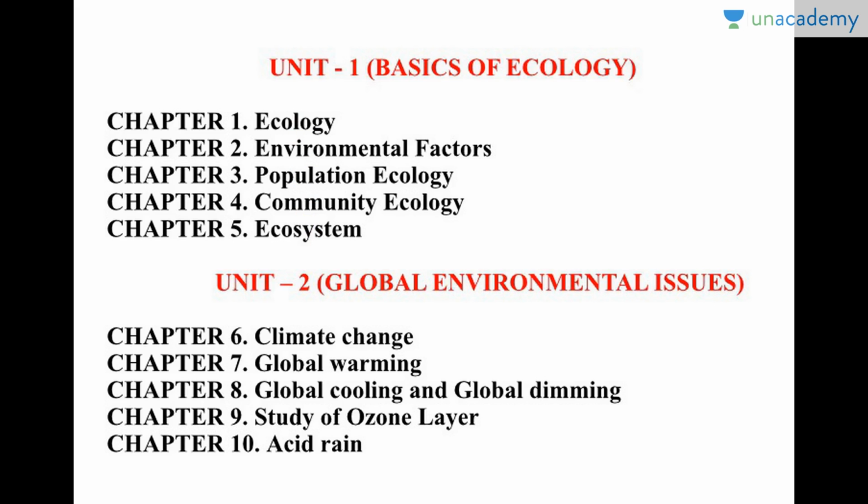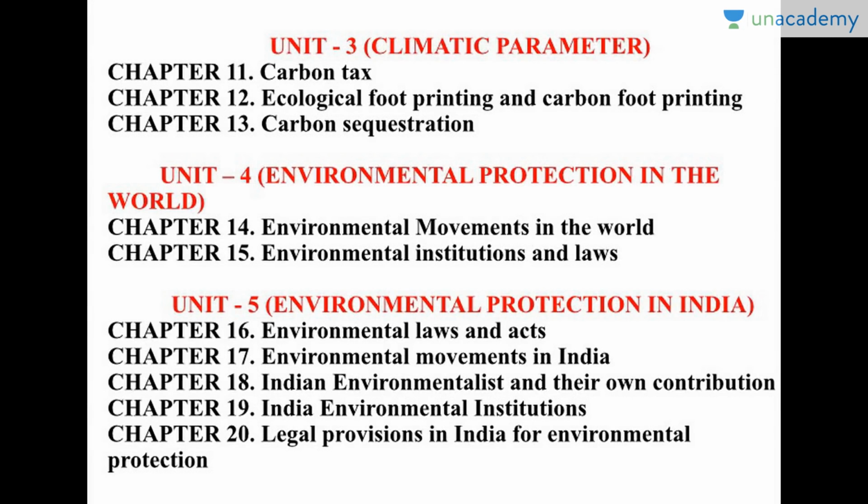So you should follow. Second unit, the global environmental issues. As you see, various environmental issues: climate change, global warming, global cooling, global dimming, study of the ozone layer, acid rain. Most of the time I have seen that even some of my friends and you students get confused between cooling and dimming. Both are different concepts, guys. Because of dimming, there is more effect of infrared radiation, and that is the reason more global warming is generated. That I will discuss in my video classes here, acid rain, etc.